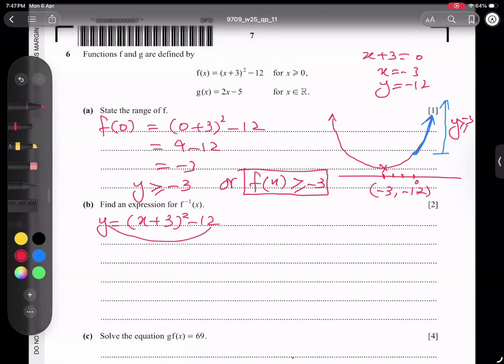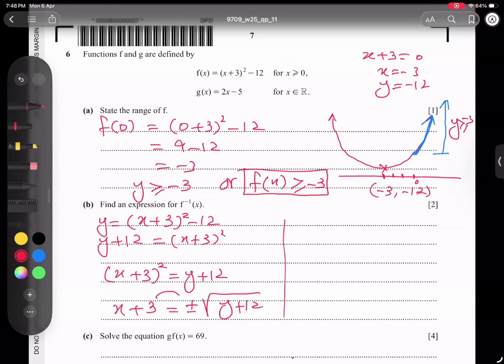So this 12 will go there. Switch the side: left becomes right and right becomes left. And while switching, not a single sign will change. So take a root of both sides. When I take a root of both sides, I must get a positive or negative sign here. You see?